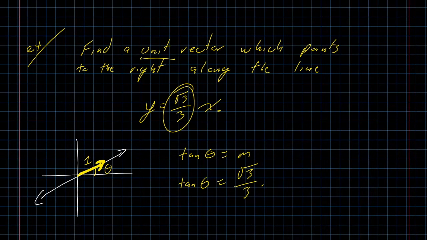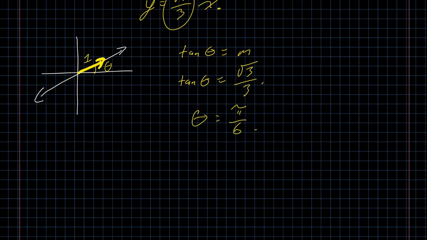And if you remember your table of special angles, the angle whose tangent is root 3 over 3 is pi over 6. All right, so we're looking for a vector with a magnitude of 1 and a direction of pi over 6. Technically, that's enough, but we've been talking about component form and unit vector notation, so let's stick with that.